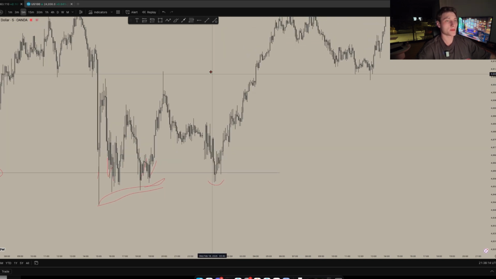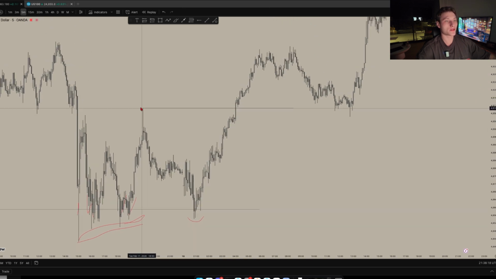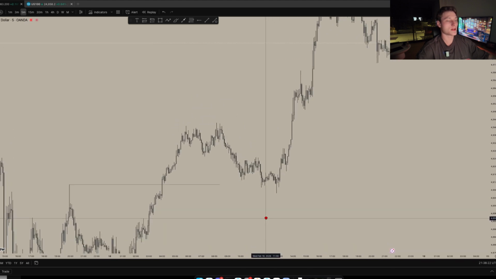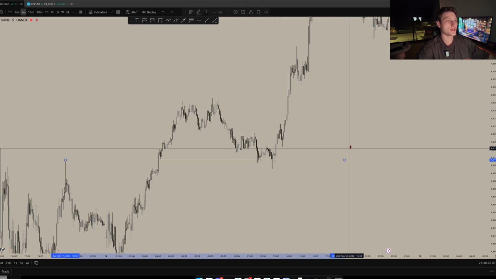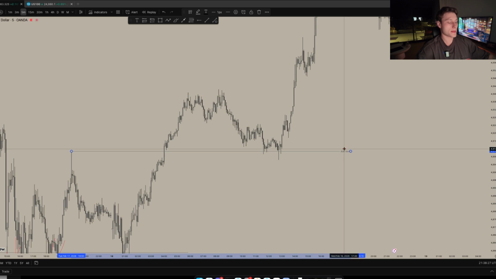So for example, here I will be talking about longs only after breaking this high and looking for the longs from here. So what I mean here is, this is the break of structure. Yeah, this is the break of structure.